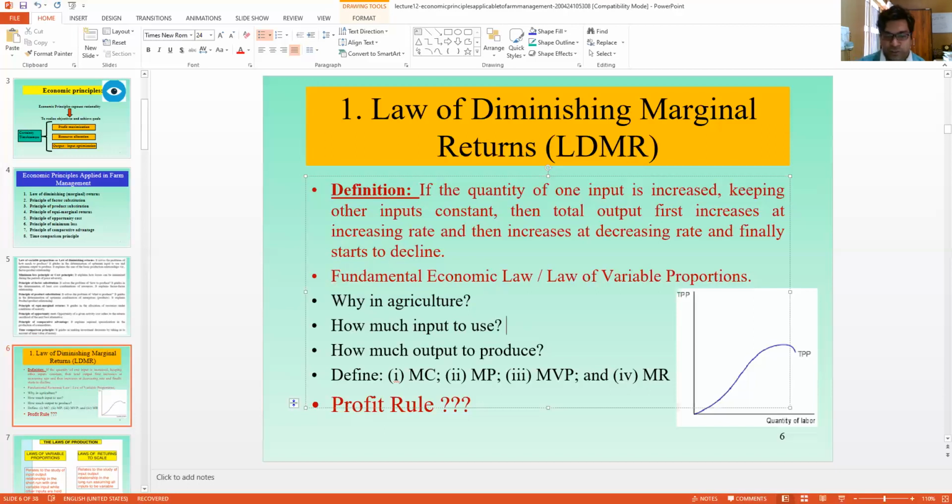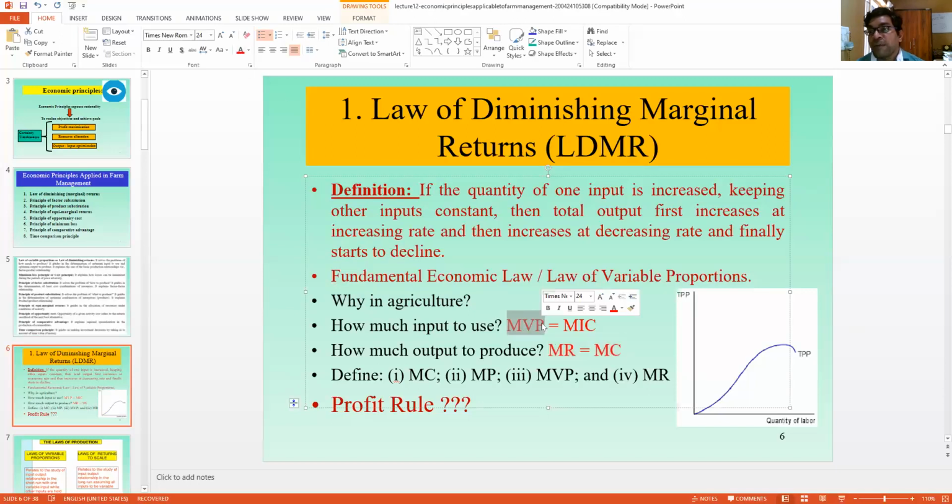What's the formula for it? We have the formula, right? MVP is equal to MIC. So this is the profit rule which will tell us how much input to use. Similarly, how much output to produce. What we have is MR is equal to MC. So MR equal to MC tells us how much output to produce.